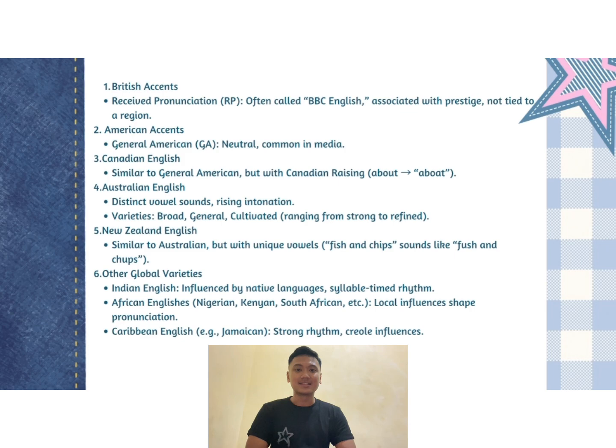New Zealand English is similar to Australian English, but it has unique vowel sounds. For example, fish and chips may sound like fush and chups. Finally, there are many global varieties of English, such as Indian English, African English, and Caribbean English. These accents are influenced by local language and culture.